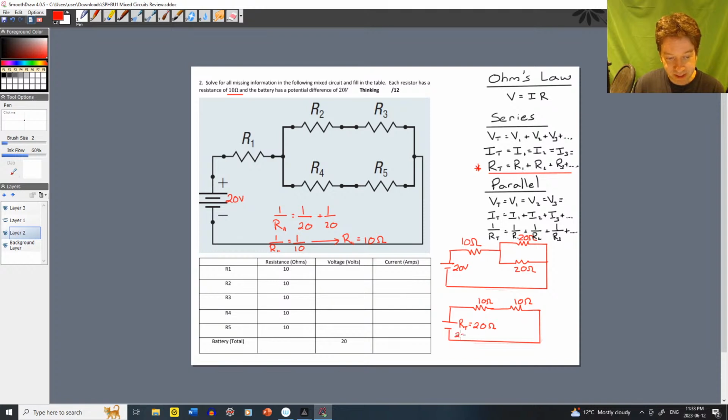And that's going to be the same for both of these. So let's not worry about the complicated mixed circuit. Let's look at this very simple one, because we can solve that. So here we have our total is 20 ohms, and here we have 20 volts. Okay, so we can figure out what that current is using Ohm's law. Anytime you have two pieces of information, we can use Ohm's law to solve for the third.